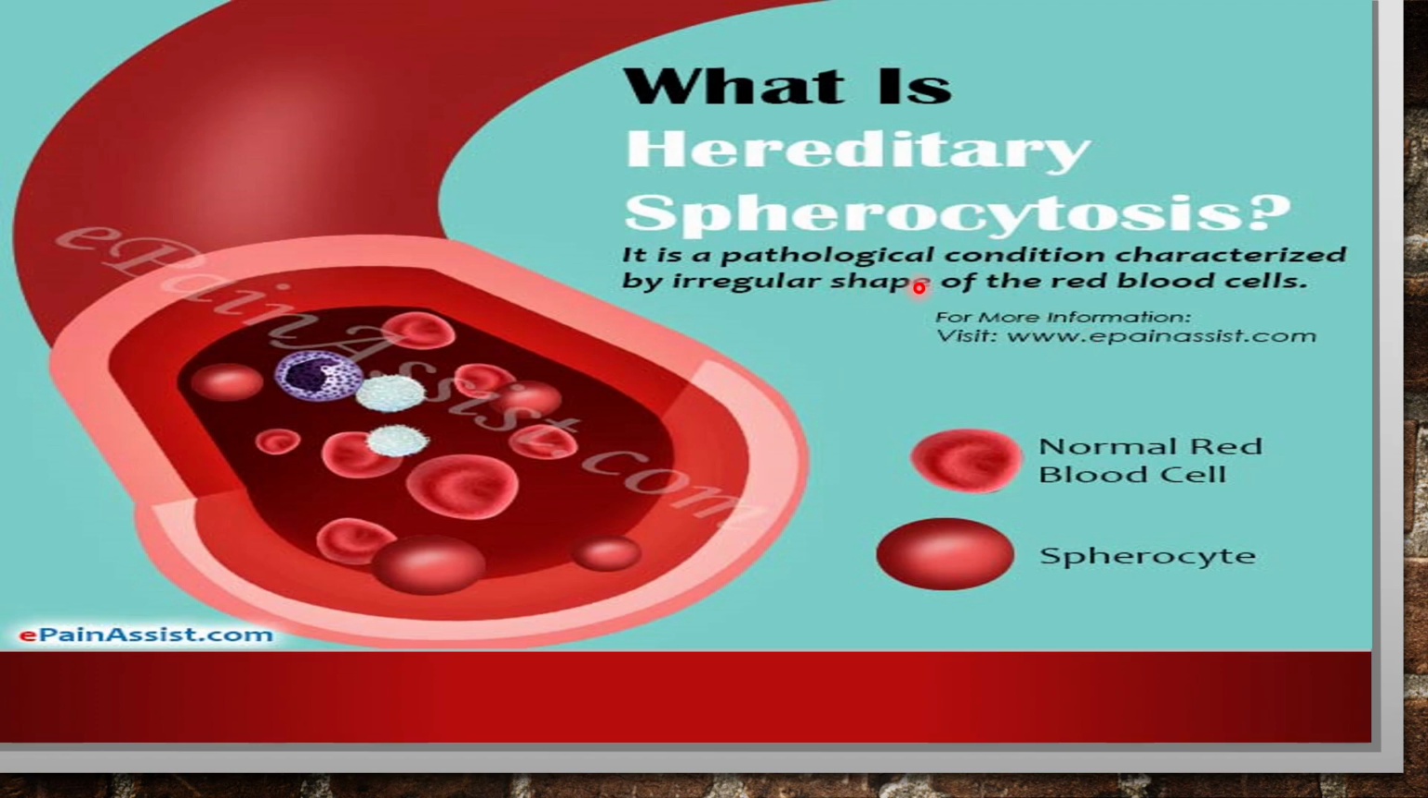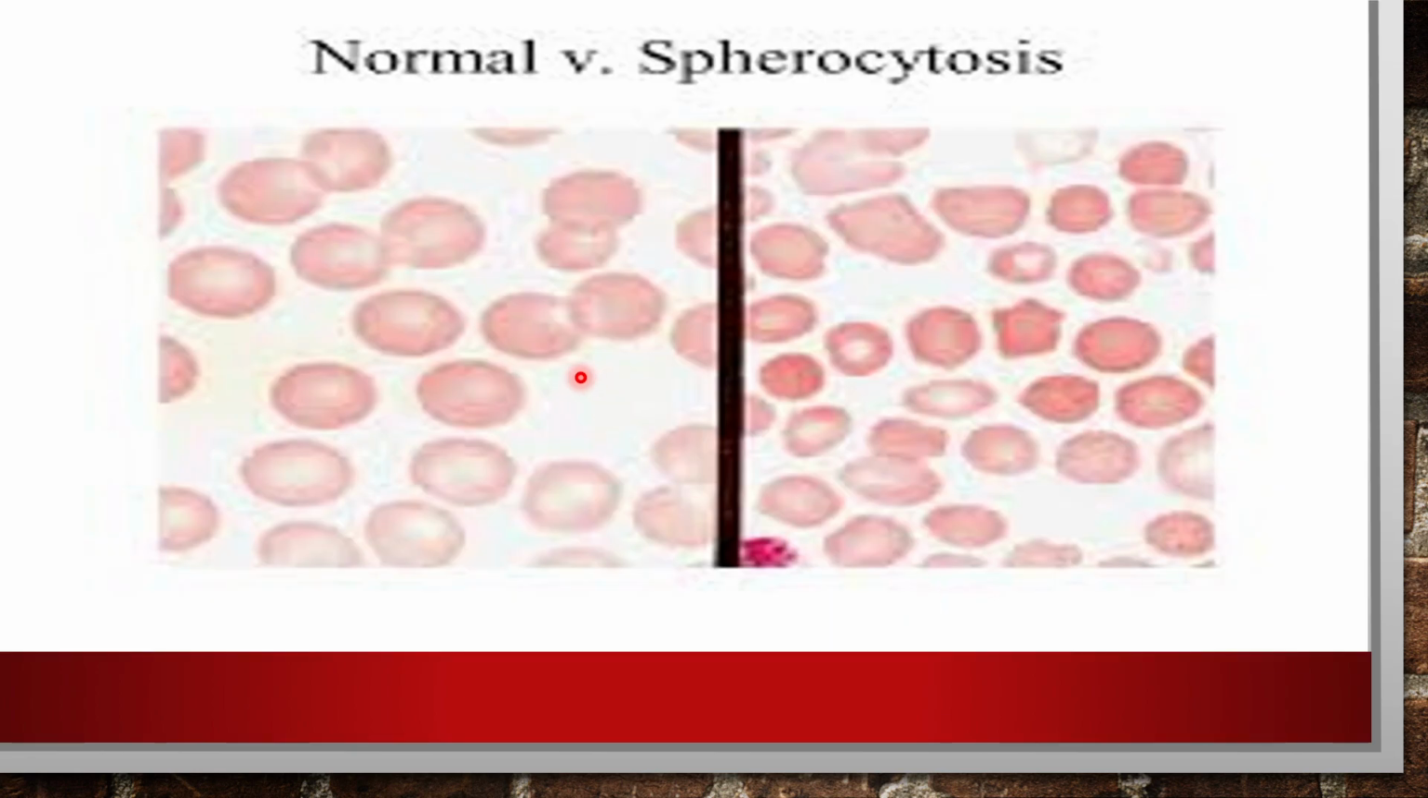It is actually a pathological condition characterized by irregular shape of the red blood cells, where this is the normal red blood cell and this is the spherocyte, which has abnormal red cells. So as you can see, the normal red cells are biconcave in shape, but the spherocytes have a little irregular and distorted shape.